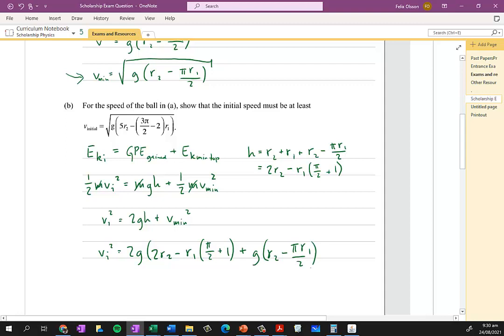So let's simplify all of this, and hopefully, in fact, g appears everywhere, so let's try to get this into the shape we want. G, and then we have 4r2 minus, so 2 times r1 times pi over 2 is just pi r1, and then we have 2 times 1.